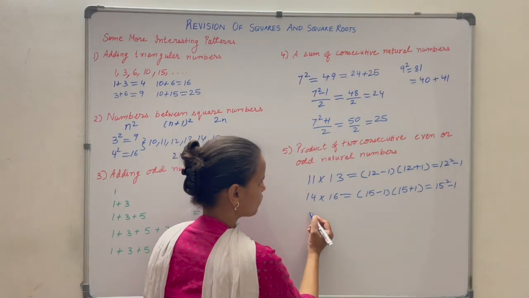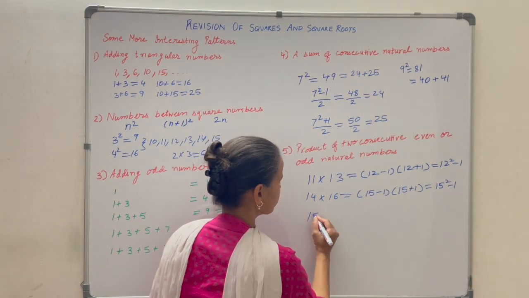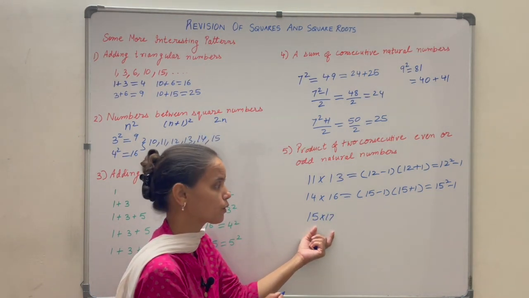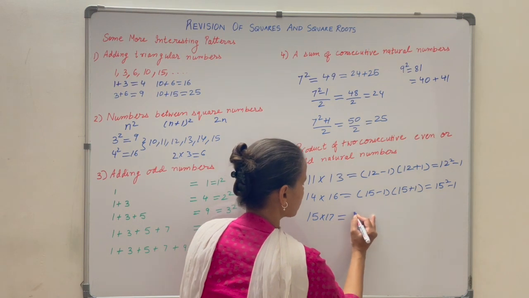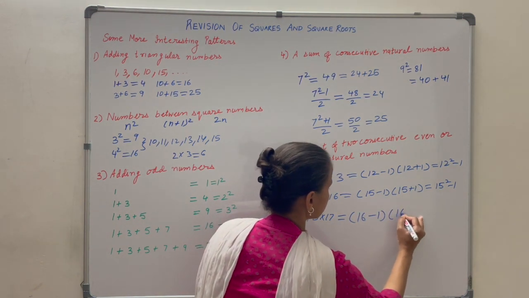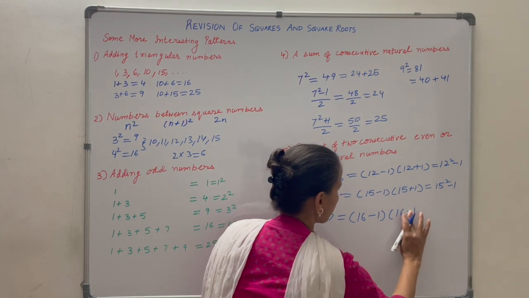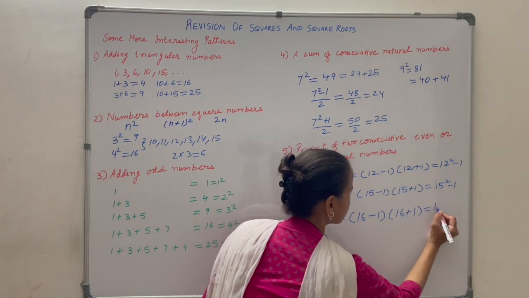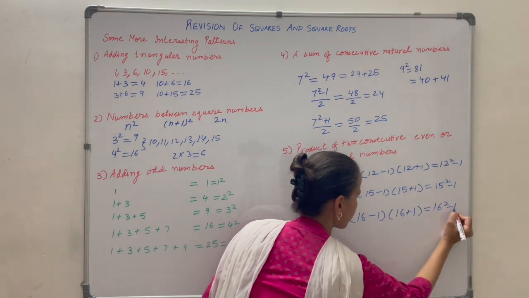Let us take one more odd number, 15 into 17. So this is a product of two consecutive odd numbers. 15 can be expressed as 16 minus 1 and 17 can be written as 16 plus 1. So here you can rewrite it as 16 square minus 1.